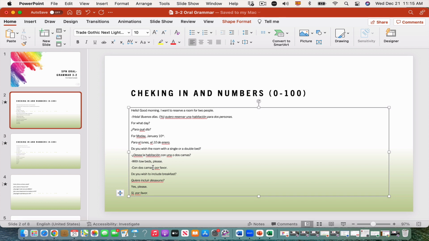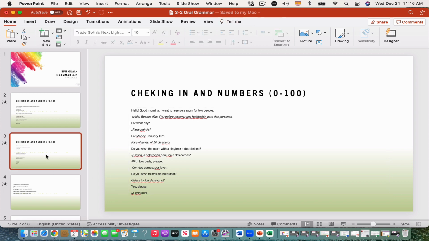Well, if the person says, do you wish the room with a single or a double bed? Well, in Spanish you're gonna say, necesita la habitación con una o con dos camas. Okay. What about if the person says, do you wish to include breakfast? Well, that means quiere incluir desayuno. Okay. So just remember, we're going to use this later on. We're going to work on this a little bit. But remember, this is the regular conversation you will have when you want to make a reservation. So let's continue with that.